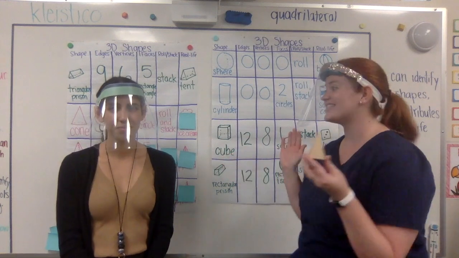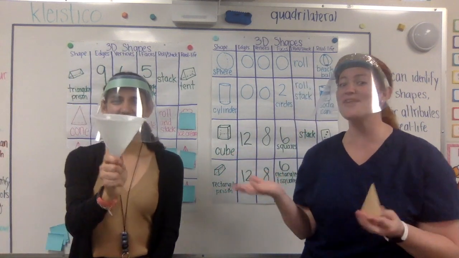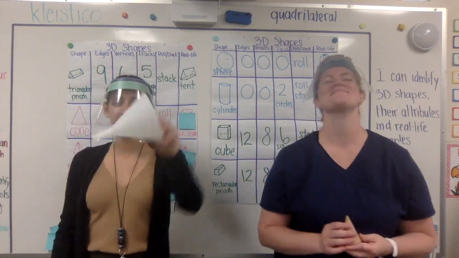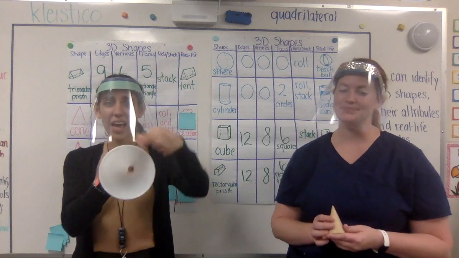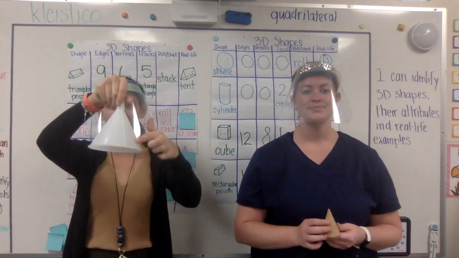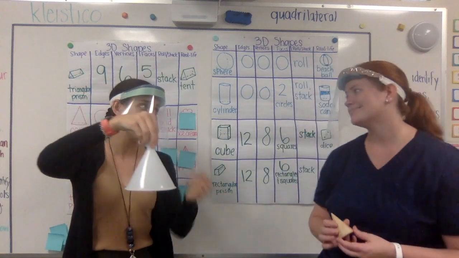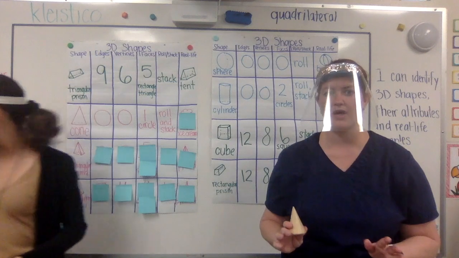Oh, I know. In science, we have a tool that we use that looks just like a cone. Oh, there it is! It's our funnel. So we use this to pour liquid and make sure it makes it in a little container. And it has that circle face. And then it has that curved line surface going around it.